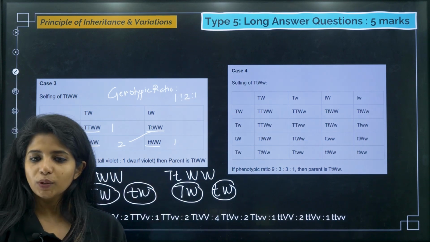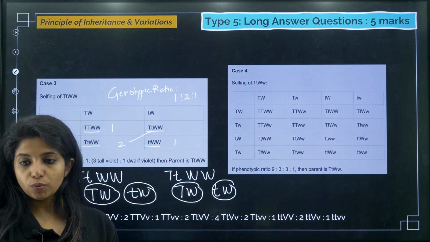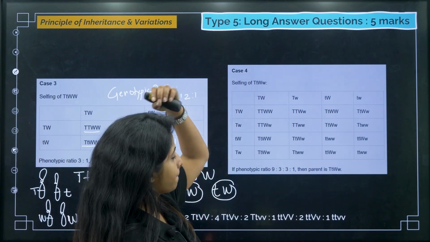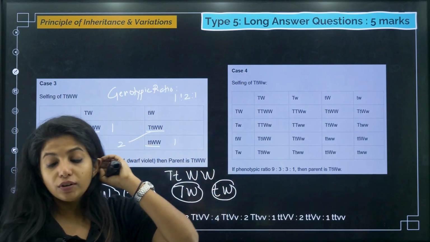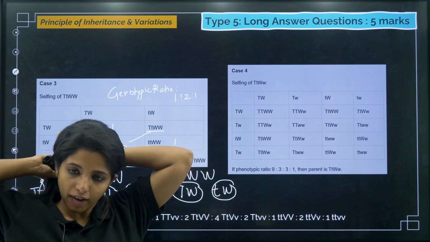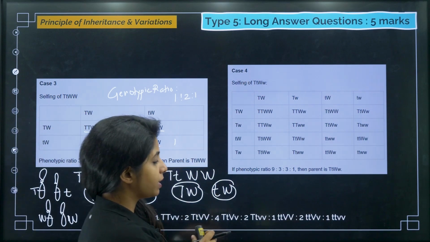1:2:1. Over here, this is the case when you did with round and yellow. So here you get 9:3:3:1. I told you I will be explaining you this, right?